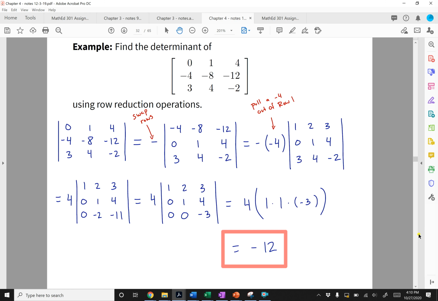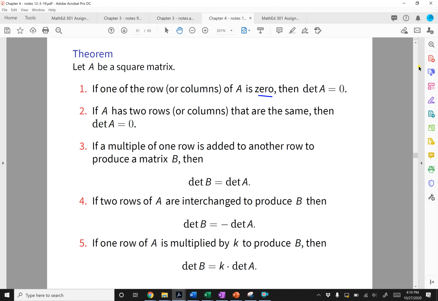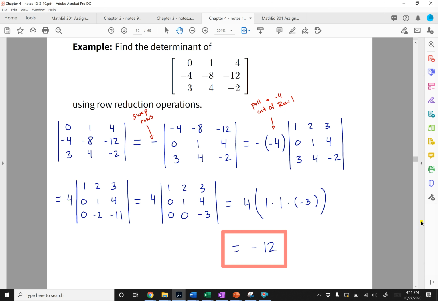So find the determinant of this. So we could use our special way to do 3 by 3 or cofactor expansion, but once you know how these row reductions impact the determinant, then it makes it easy. These also come into play because if you're doing row reduction and you end up with a row or column of zeros or 2 rows that are the same, then you don't have to go any further.